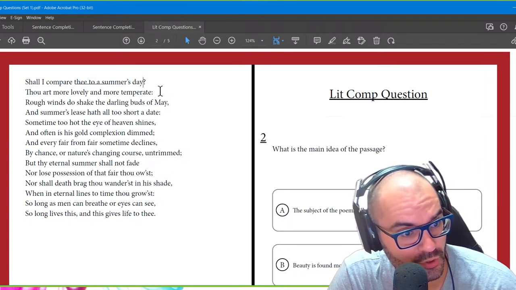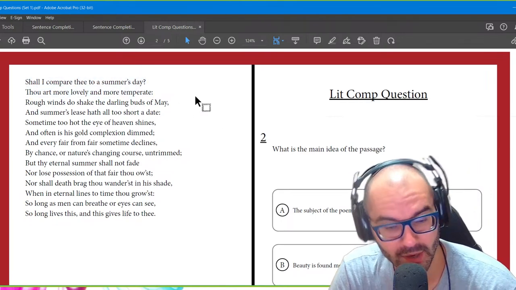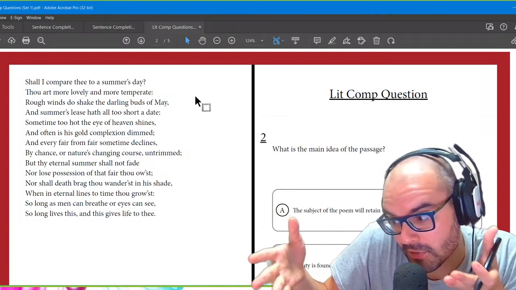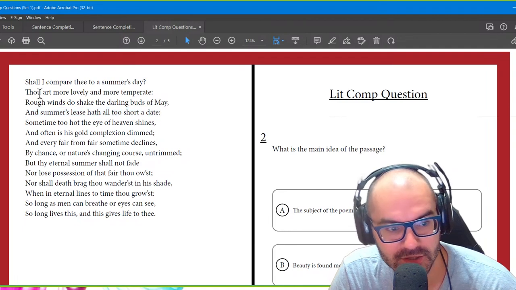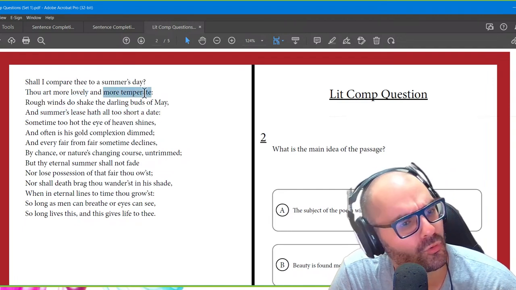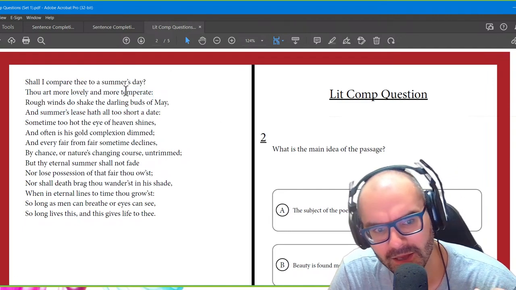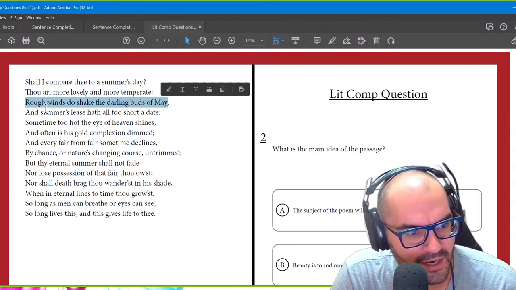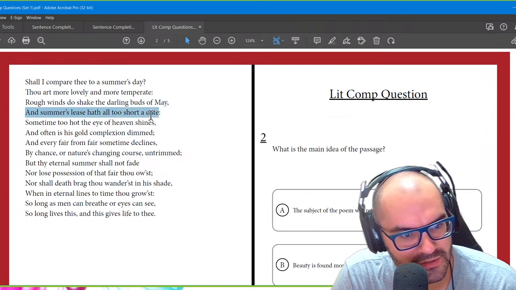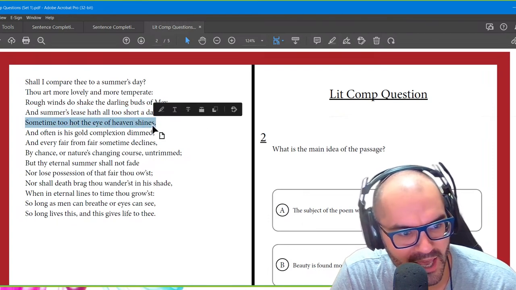Shall I compare you to a summer's day? Right? So, okay, we're making a comparison between a person and a summer's day. And so he's going to continue to make comparisons, right? You are more lovely and more temperate. Okay, so you're not as hot or oppressive, right? Something about wind. I don't know what that is. Okay, summer's lease is too short. I'm not sure why he's talking about that.